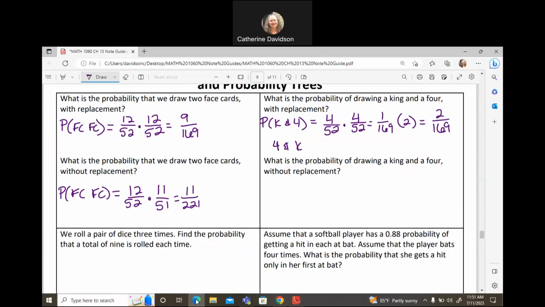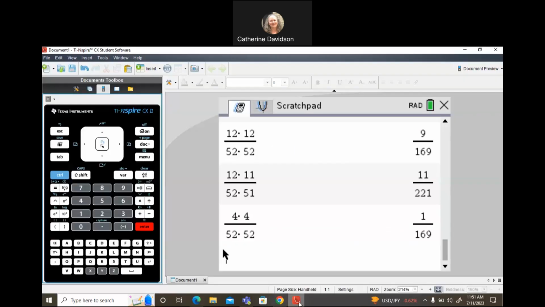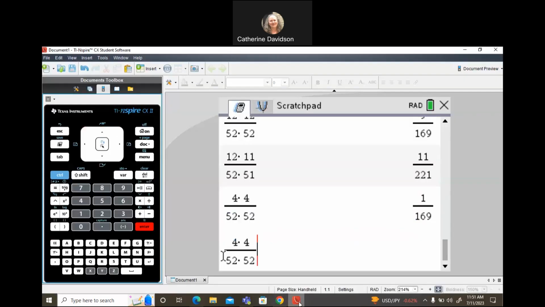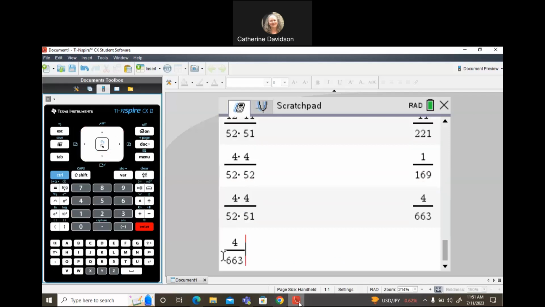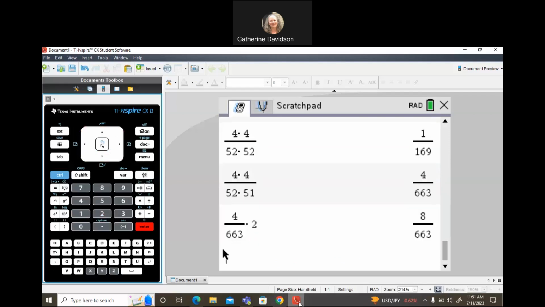Now we're going to do the same scenario, but this time it's going to be without replacement. All right, so a king is 4 out of 52. There are 4 4s out of 51. And this you are also going to multiply by 2 as well. So it's 8 over 663.